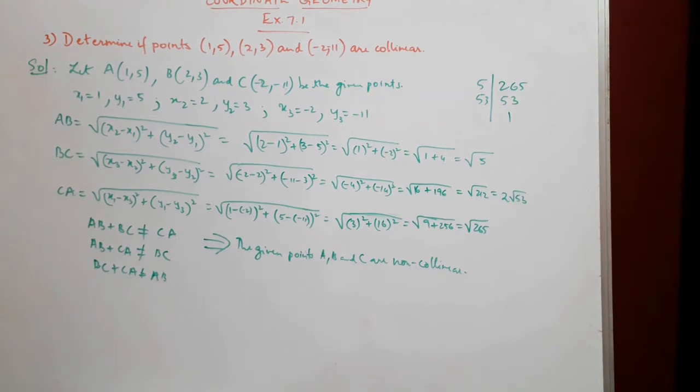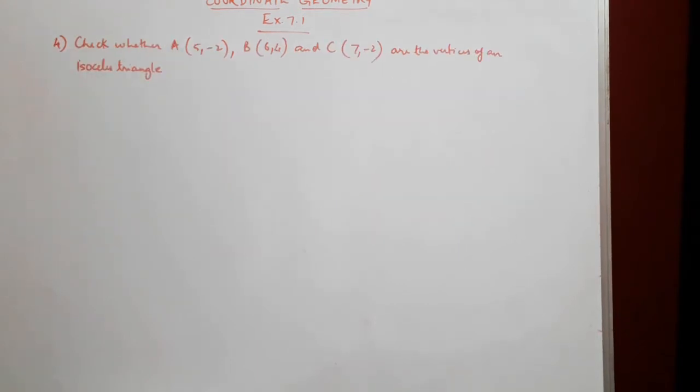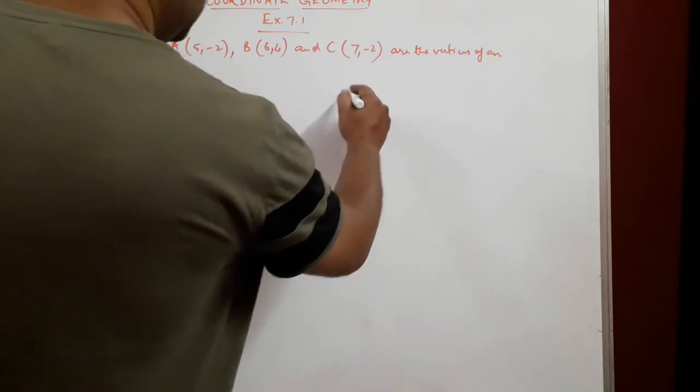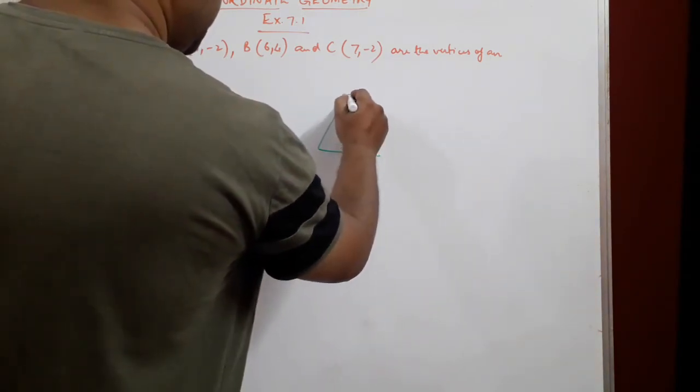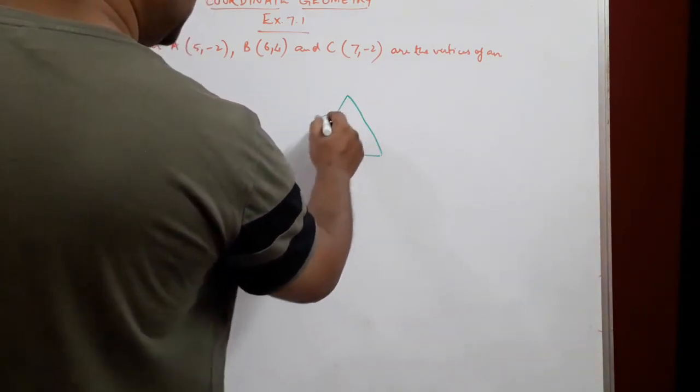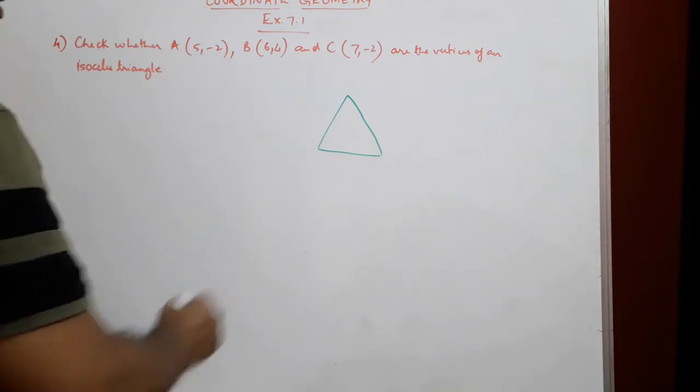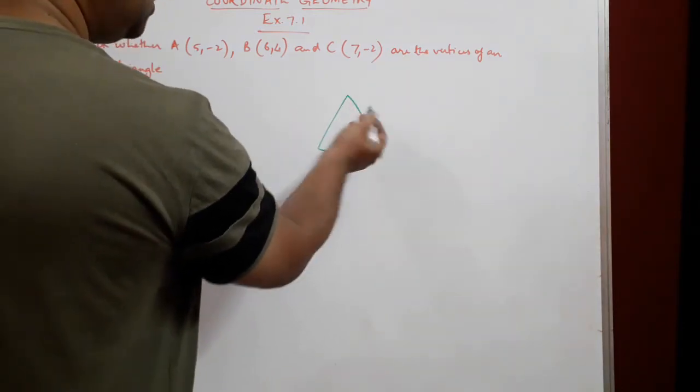So this is how we solve problems when asked to prove whether the given points are collinear or not. Coming to the fourth problem, we need to check whether A 5, minus 2, B 6, 4 and C 7, minus 2 are the vertices of an isosceles triangle. What's an isosceles triangle? An isosceles triangle would be a triangle where any two sides are equal out of 3, any two sides should be equal.